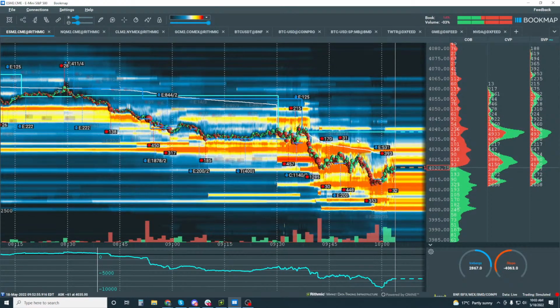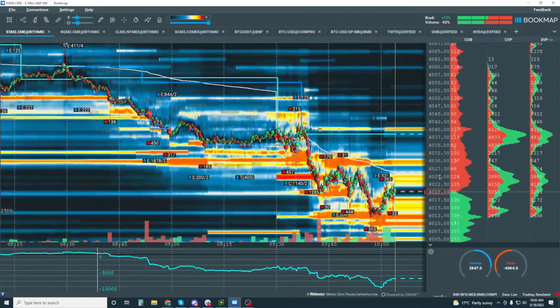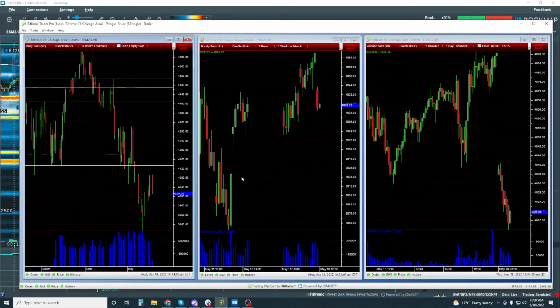Now, it's not going to be as easy as that. We're going to be looking for some pullbacks, some stop runs, etc. Before we get into that, though, let's take a step back and look at the bigger picture. We're going to look at a candlestick chart and just recap some of the action from yesterday, because it was good stuff.